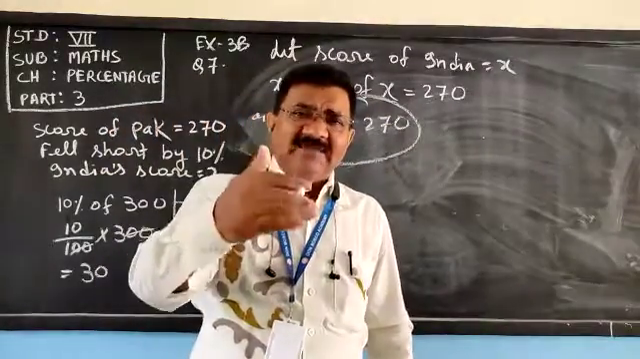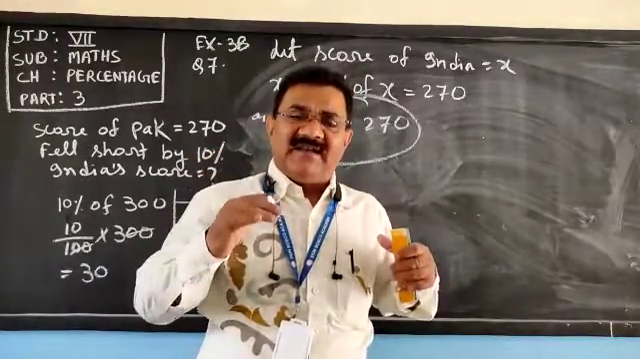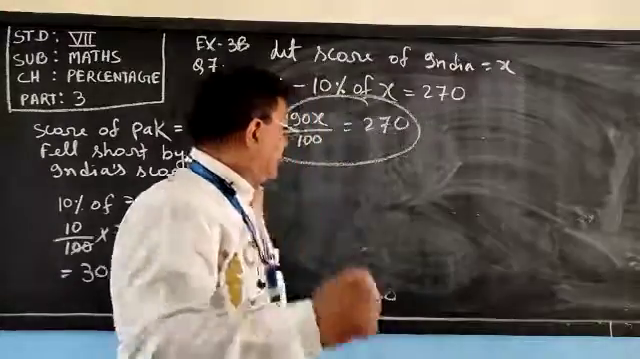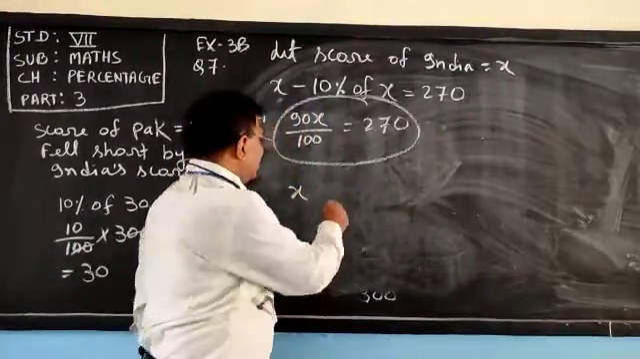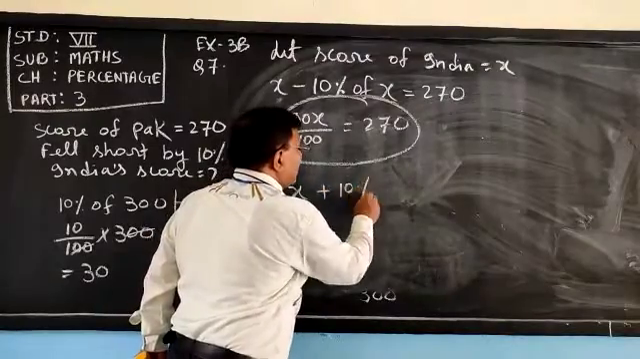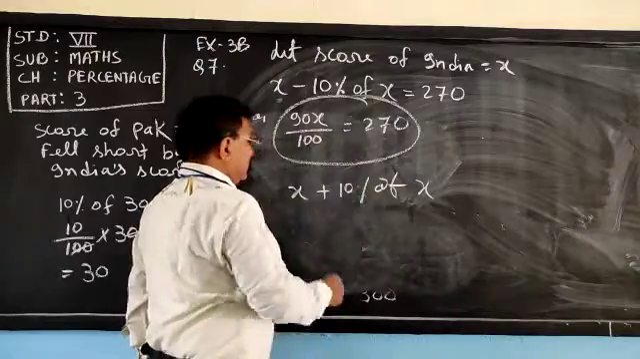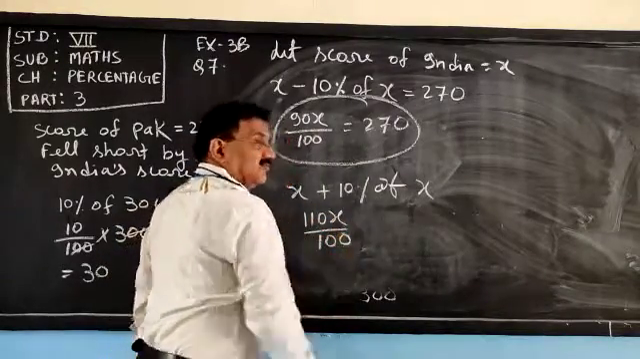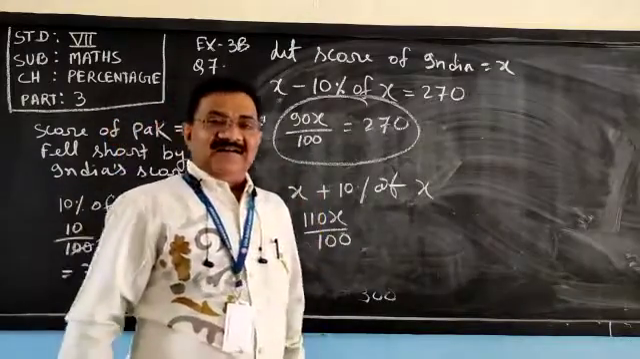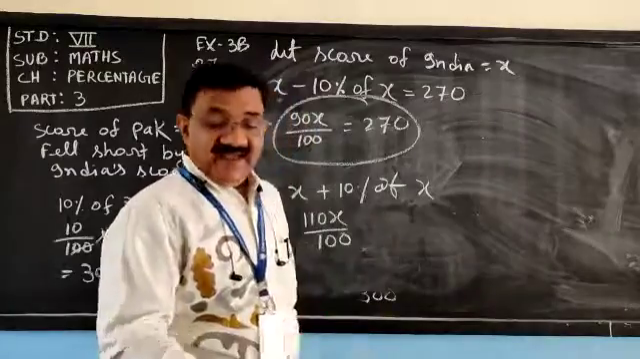Suppose I have 10% more than you. You have X rupees and I have 10% more than you, X plus 10% of X, and that will be what? It will be 110x by 100. So this way you can directly calculate. In short, you can calculate.